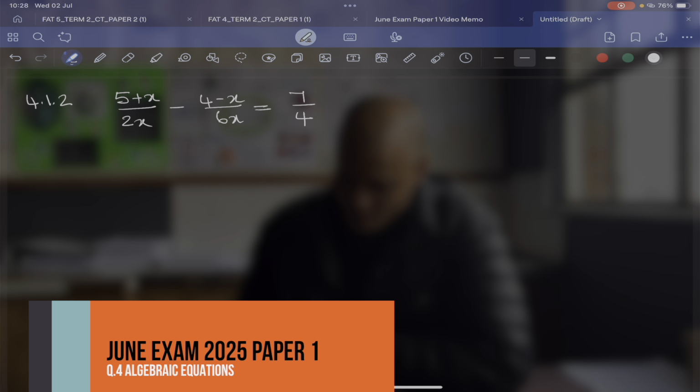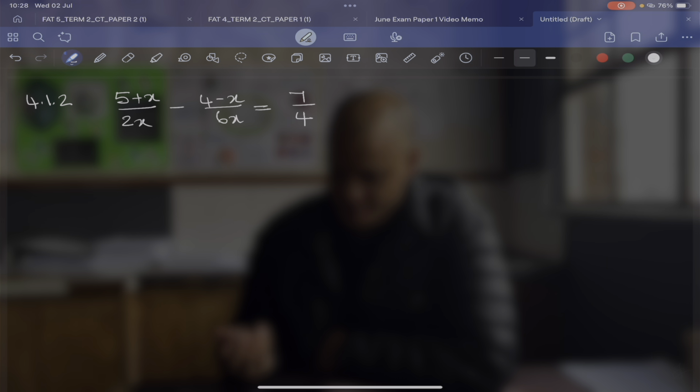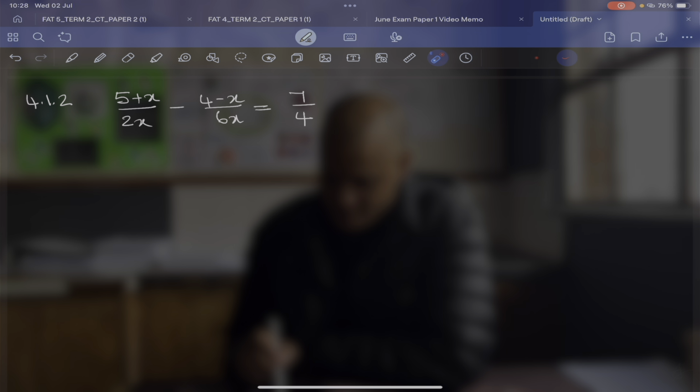4.1.2, we have an algebraic equation with algebraic fractions involved. On our left-hand side, we have two fractions being subtracted. So that's 5 plus x over 2x minus 4 minus x over 6x. Now, this is simply the difference of two fractions that have different denominators. And of course, on the right-hand side, there's also the fraction with its own denominator.